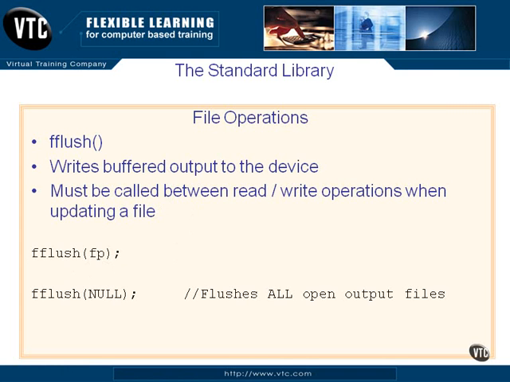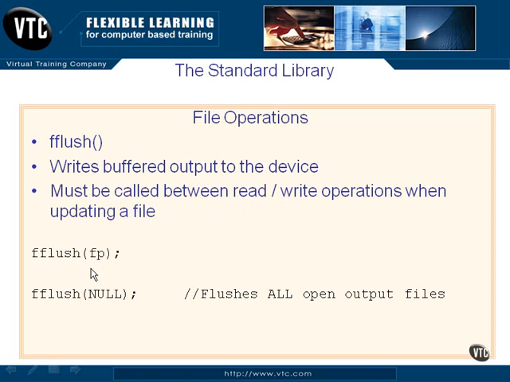Here, I want to note that it must be called between read and write operations when you're doing an update on a file, because you're using that same buffer for reading and writing. So if you've written things out there, do an fflush first. You must anyway, or you'll get an error, to clear the file buffer. Then you can read data back into that file buffer and do other processing with the file.